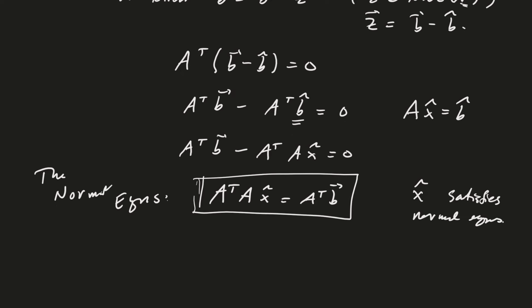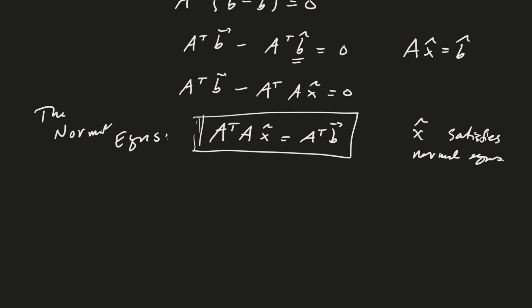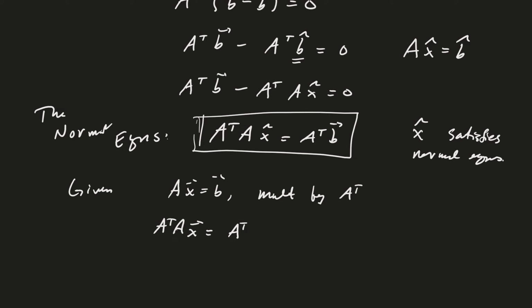Okay, and so let's summarize what we see here. Given Ax equals b, multiply by A transpose first, and we get A transpose A x equals A transpose times b, and then we solve this for x hat. Of course, that's assuming something about A transpose A, right? We talked briefly about how to do this.